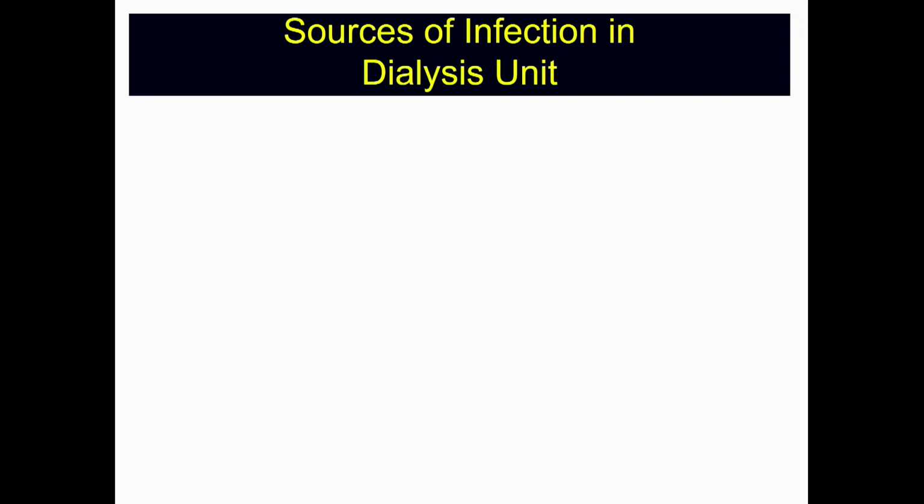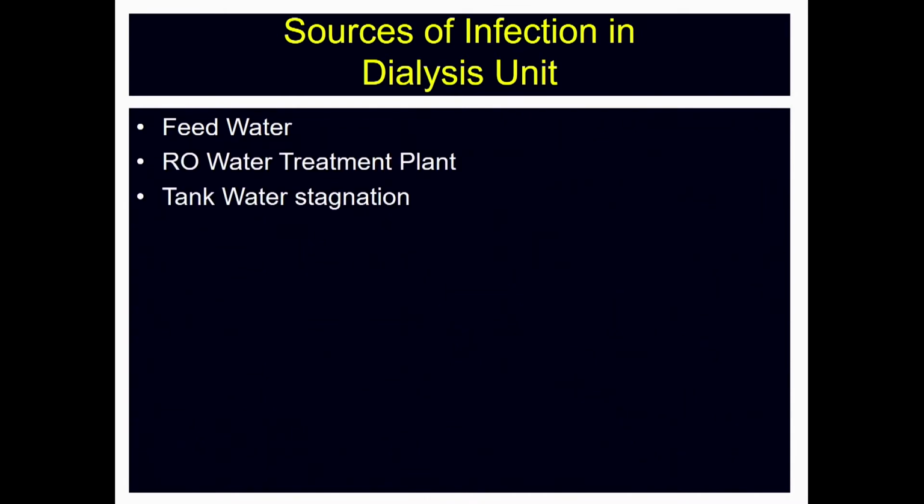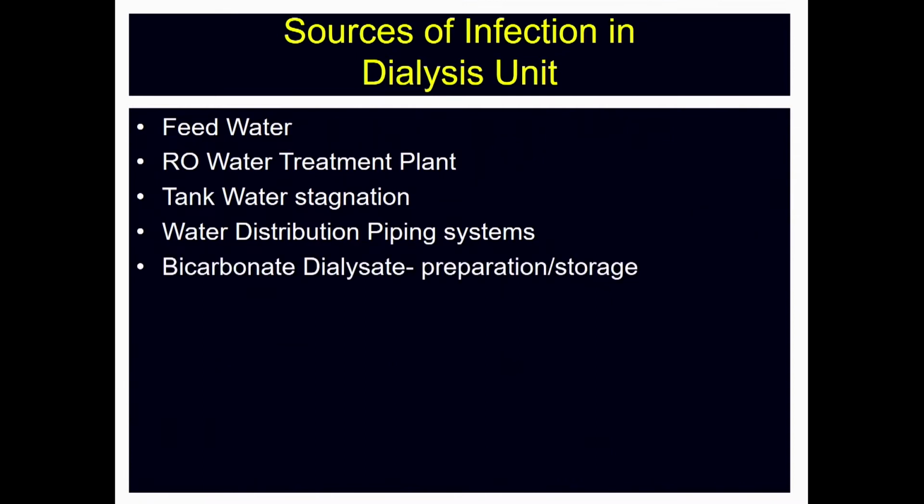Next, please. But the sources of infection in a dialysis unit, you should be aware of. Of these, we are not talking of vascular access now, the non-vascular access based. And of course, we are going to have tomorrow morning a full-fledged session by Dr. Ignatius, so we'll just run through it and not go into the details. But we know that the RO water, the tank water stagnation, the loop lines, the water distribution system, and don't forget the bicarbonate dialysate preparation and storage, which if not done properly following protocols, could be another area where infection could be.